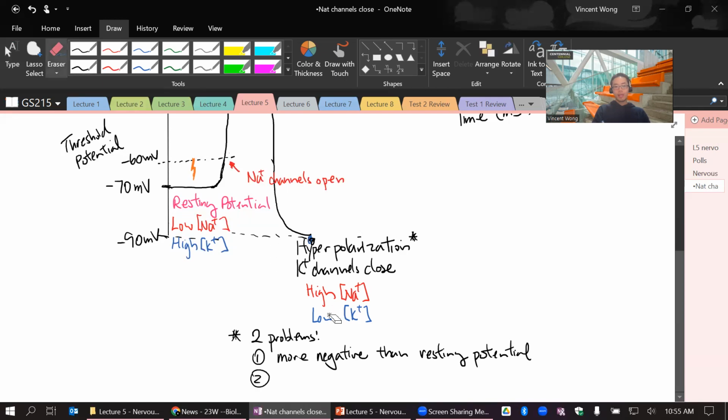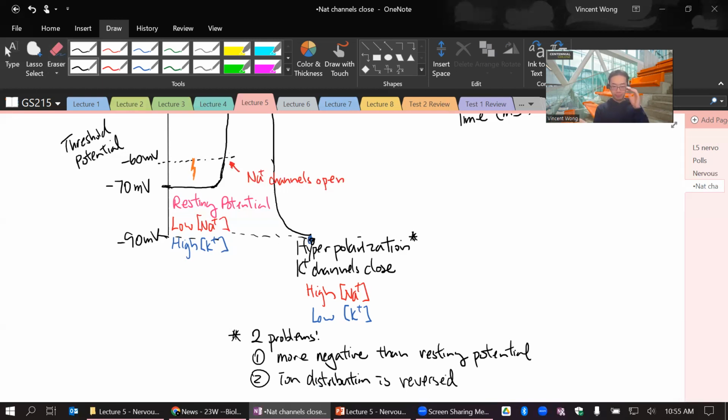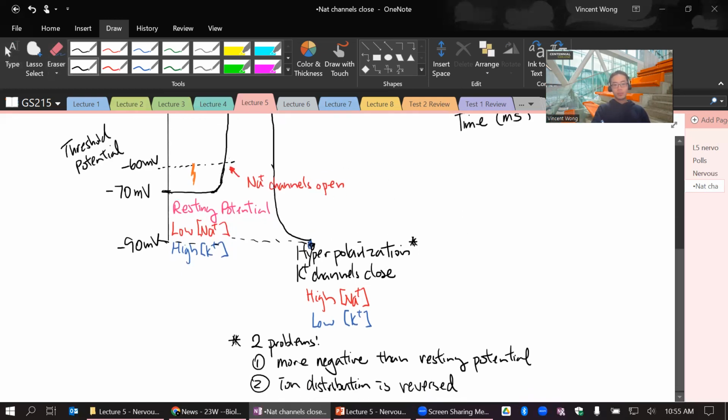And problem number two, if you pay attention to the ion distribution, it's completely reverse compared to what it was supposed to be at rest. So the ion distribution is backwards. It's reverse. So at this point, the neuron can't do anything. It's not going to be able to transmit another signal. So what we must do is reset it back to minus 70.